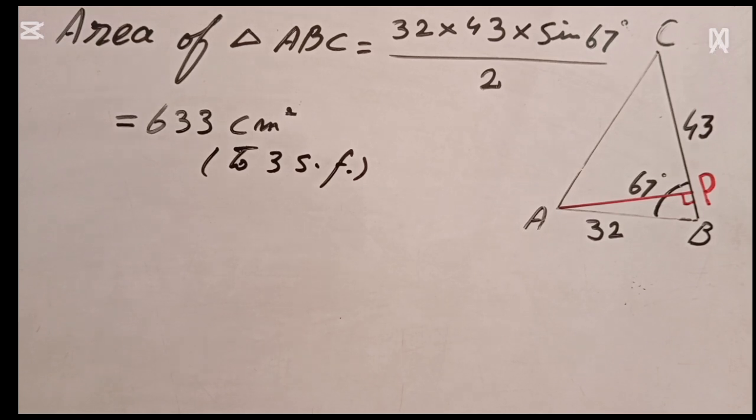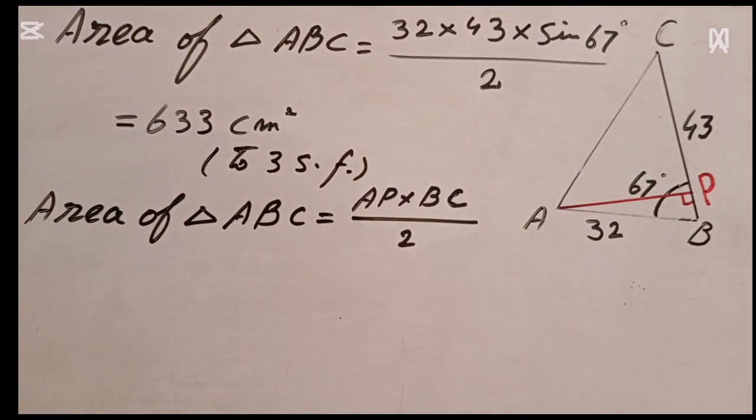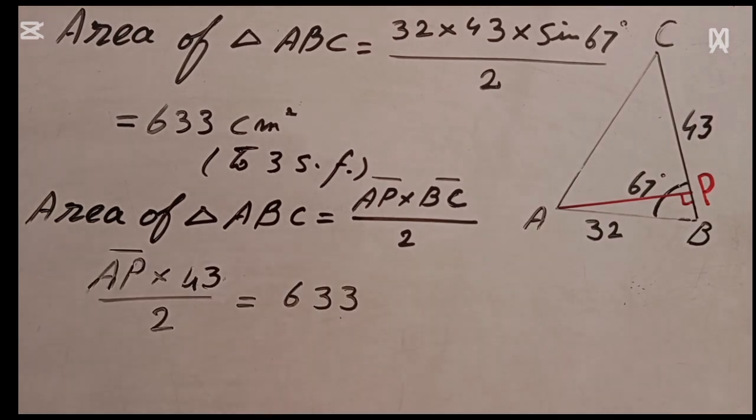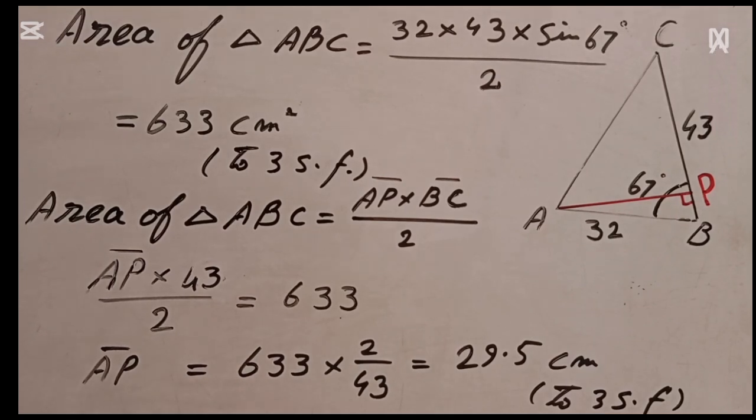In the second part, we have to find out the perpendicular distance of A from BC. To find out area of the triangle, you have studied in the previous classes that it is base multiplied by height divided by 2. In this triangle ABC, we take BC as the base and AP as the perpendicular. Comparing this AP multiplied by 43 by 2 with the area of the triangle we have found in the previous part, now we find out AP solving just like an equation. The perpendicular distance of A from BC, the distance AP, we have found here 29.5 centimeters.